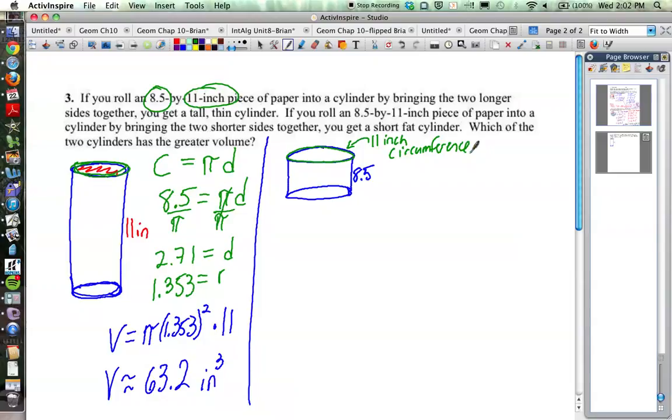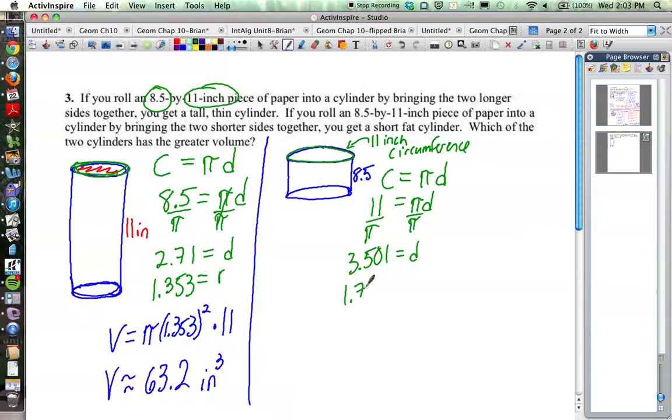Since we know it's 11-inch circumference, we should be able to get the radius. So we'll do the same things we did in the last problem. So circumference is equal to pi times diameter. Our circumference is 11, so 11 is equal to pi times diameter. We're going to divide both sides by pi. So 11 divided by pi would be our first part of our answer here. So 11 divided by pi is 3.501. So our diameter is about 3.501 inches. And of course, we're going to divide that by 2 to get the radius. So divided by 2, you get 1.751 approximately.